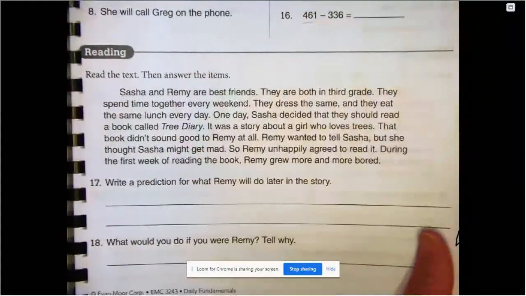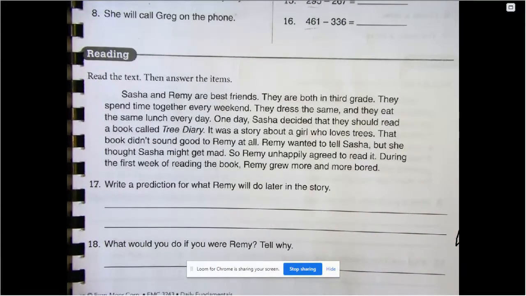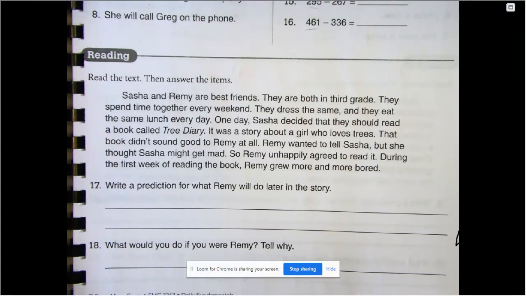All right. Down at the bottom, read the text and answer the items. Sasha and Remy are best friends. They are both in 3rd grade. They spend time together every weekend. They dress the same and they eat the same lunch every day. One day, Sasha decided that they should read a book called Tree Diary. It was a story about a girl who loves trees. That book didn't sound good to Remy at all. Remy wanted to tell Sasha, but she thought Sasha might get mad. So Remy unhappily agreed to read it. During the first week of reading the book, Remy grew more and more bored.